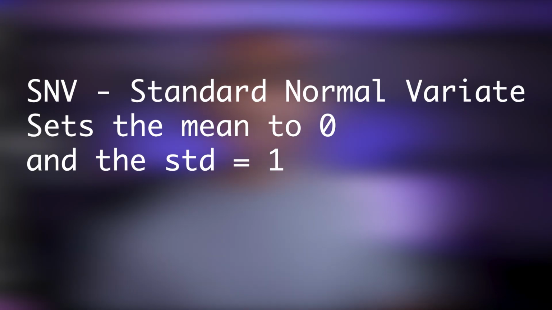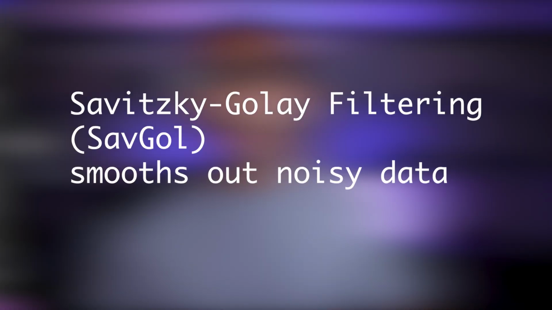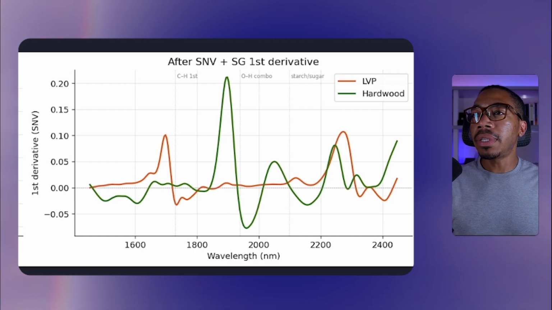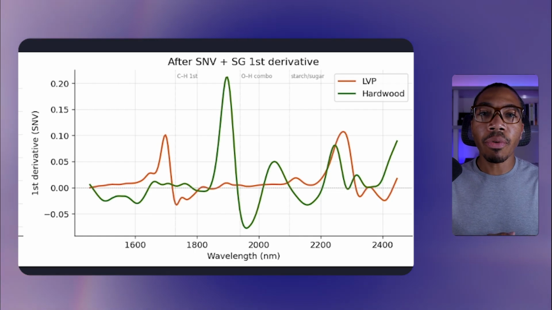So if I held the sensor at slightly different angles or in different tiles, SNV, or standard normal variate, helps to correct those scattering effects. Next, I'm going to apply Savitzky-Golay, the first derivative with a second order polynomial. This removes any baseline offsets and sharpens spectral features. Now, after pre-processing, we see the difference between our LVP and our hardwood are even more distinct now that we've corrected the signal. So let's start building models.